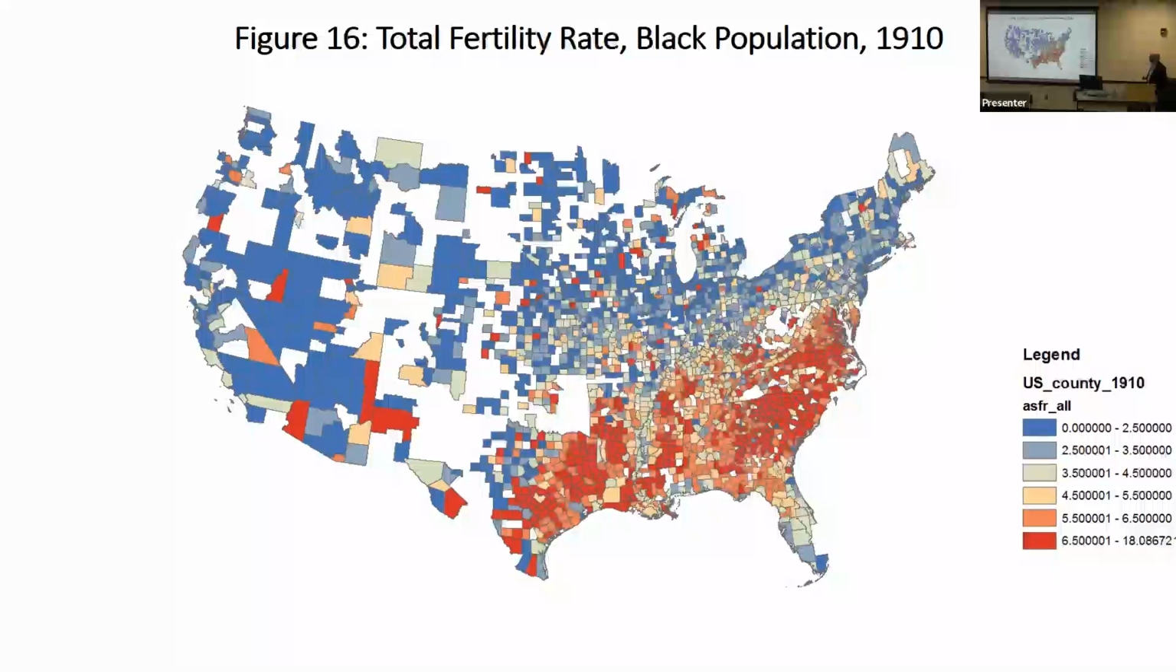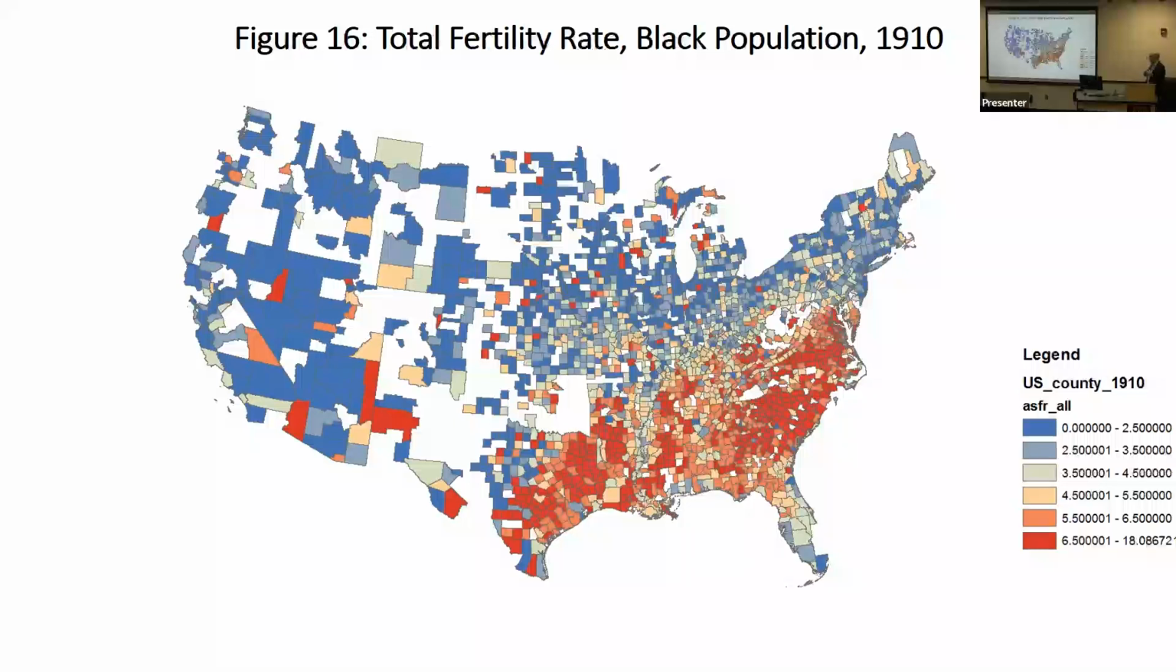Here's the Black population in 1910. Low fertility in the North. This is right at the beginning of the Great Migration, which takes about 8 to 10 million, depending on how you count, Southern Blacks in rural areas to the urban North. Very few up here in 1910 at this point, but it will transform it.